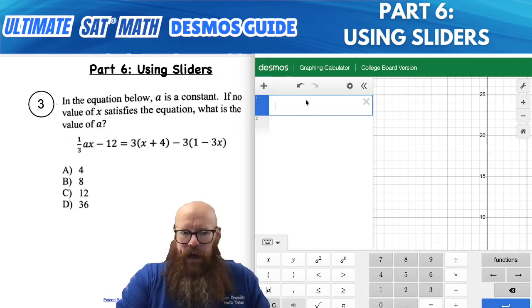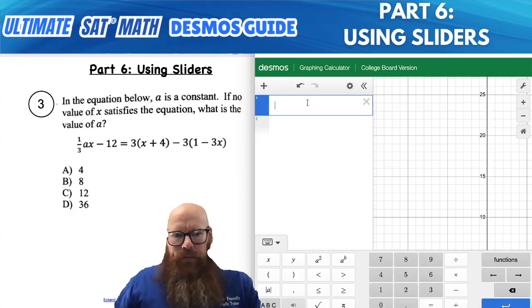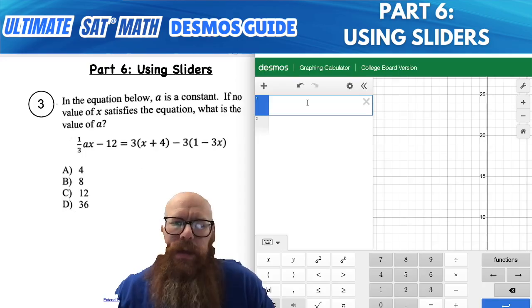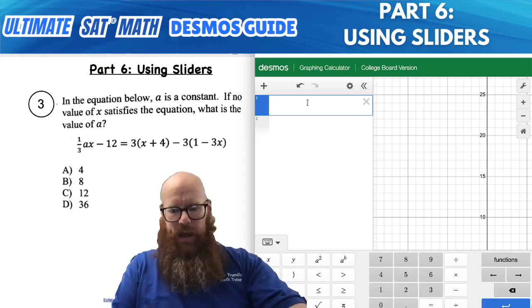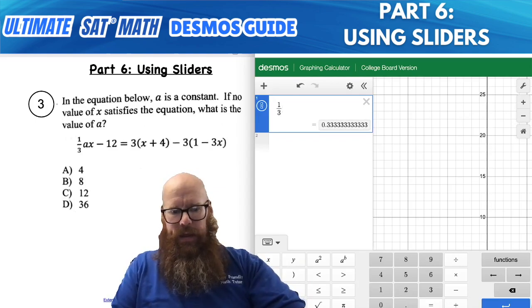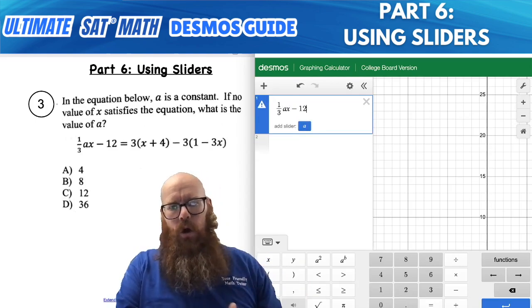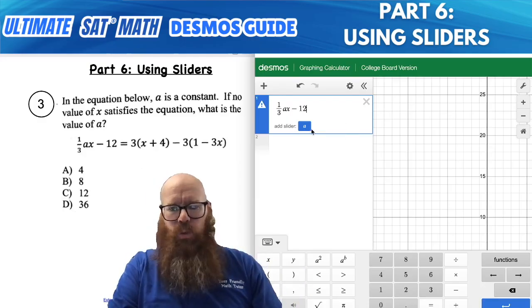Now, another way to use a slider. We want to say that no value of x satisfies the equation. So we want there to be no solutions. So what I'm going to do here is put in the left side of the equation, because when you differentiate between no and infinite solutions, it's hard to do when you put it all in as one equation.